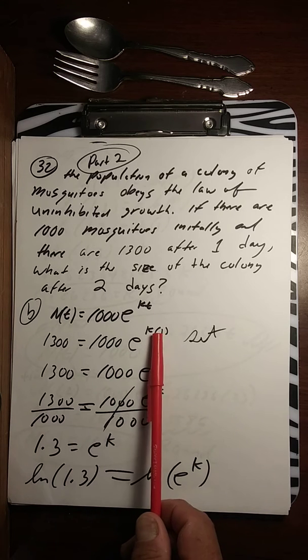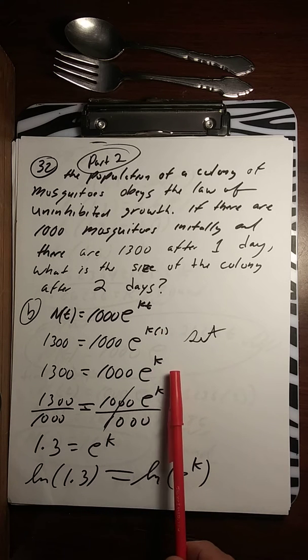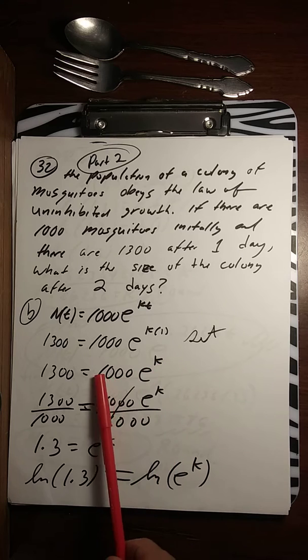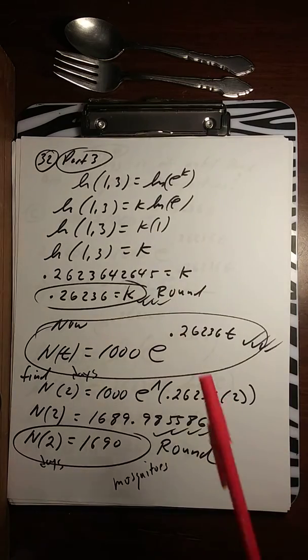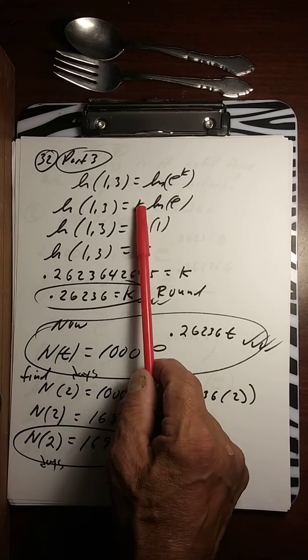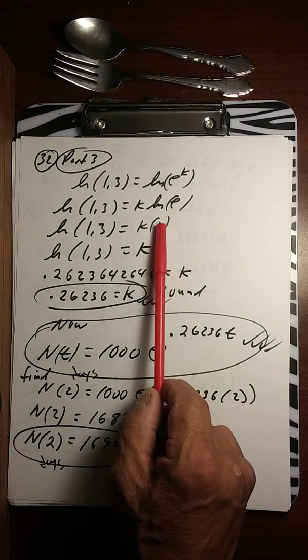1300 was there after what? One day. So 1 times that is K. We have this. Divide by 1000, divide by 1000. 1.3 equals this. ln. This K is going to go in front. So we're going to have K ln of E. ln of E is a 1.